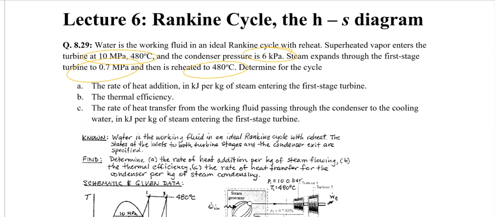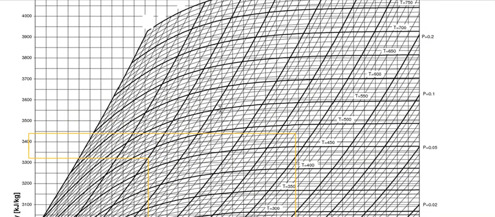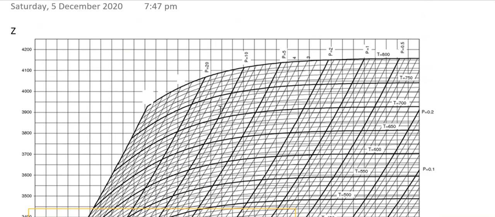I explained earlier, if we were using the steam table, what would be the steps involved? Let's move to the HS diagram. If we want to use the HS diagram, what should be the steps involved, or how can we solve this question using the HS diagram? So as explained earlier, in an HS diagram, we would have a pressure line and a temperature line over here.